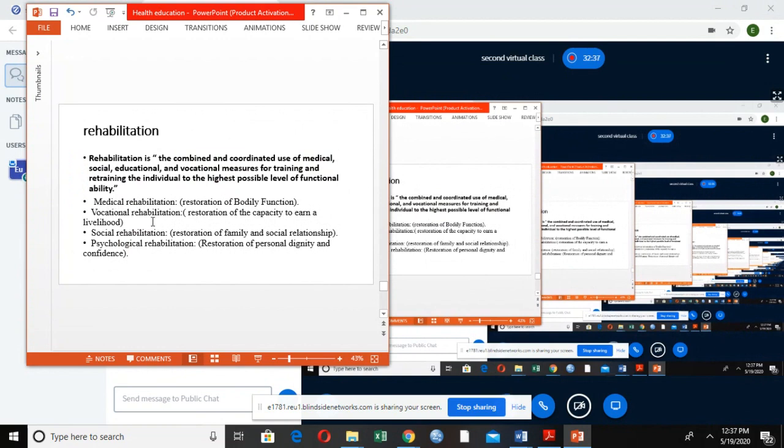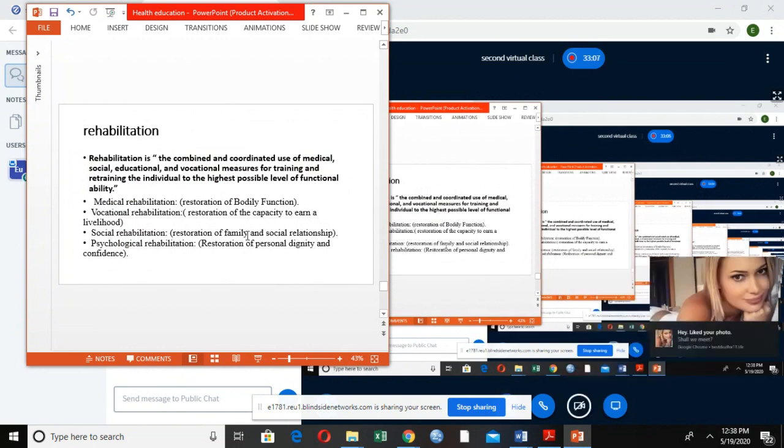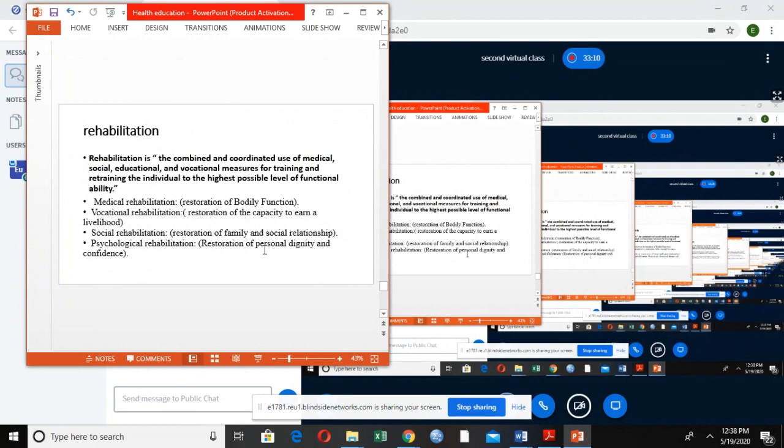And now that you're able to walk, we can educate you, or we can take you to a school for those who have handicap, for you to have the capacity to earn a living, or live like any other person. Then we have social rehabilitation, where there is restoration of family and social relationship. So in social rehabilitation, we can use counseling because you want to retain your social well-being. You're able to interact well with other people, whether it comes to family or to the community.